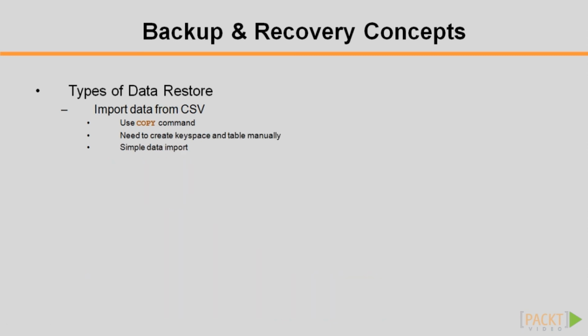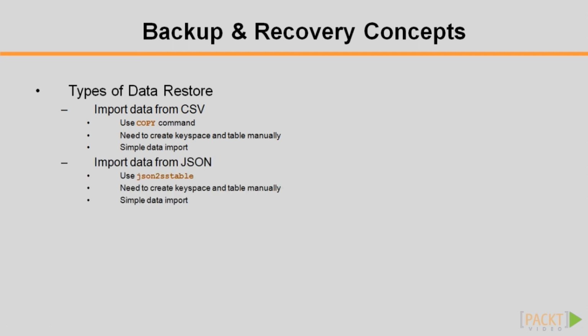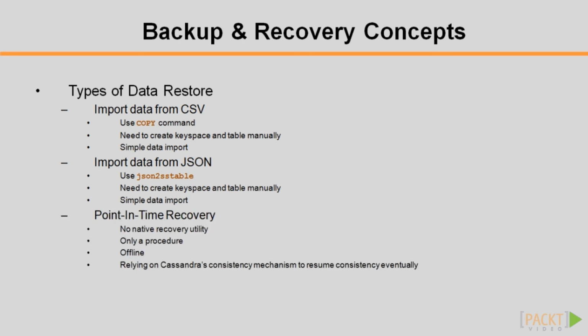On the flip side, data can be restored by importing the CSV files and JSON using the COPY command and JSON to SSTable, respectively. Both require us to create the target keyspace and table manually before the import. Cassandra supports point-in-time recovery using SSTable, but it doesn't provide a native recovery tool to do the job. Only a recovery procedure is provided in its documentation.